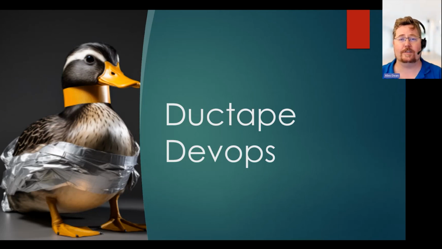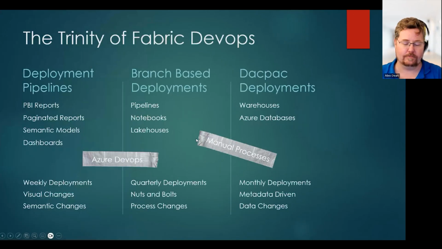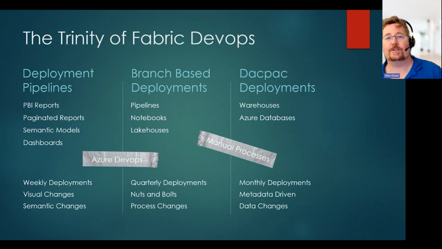So when I started thinking, how can we do DevOps on Fabric, I panicked. It wasn't easy. But by now, I've got what I call the Trinity of Fabric DevOps. And this holy Trinity is made up of 3 different ways to do DevOps.